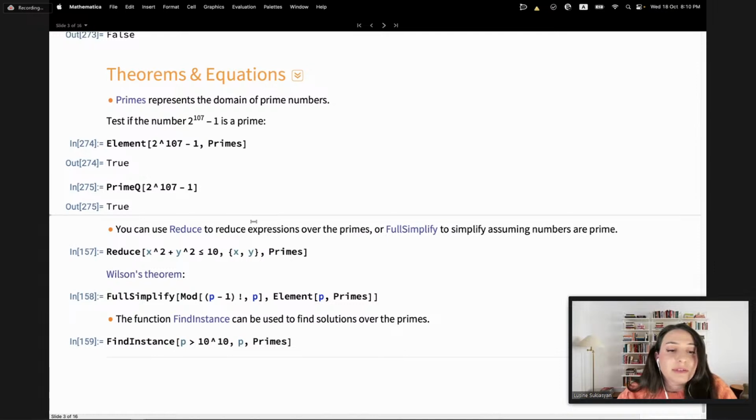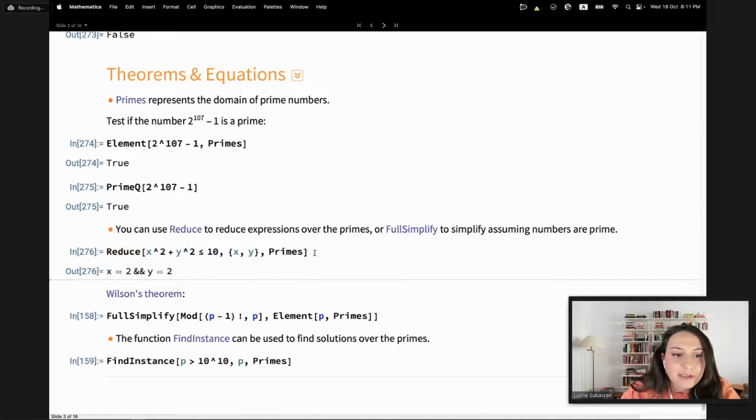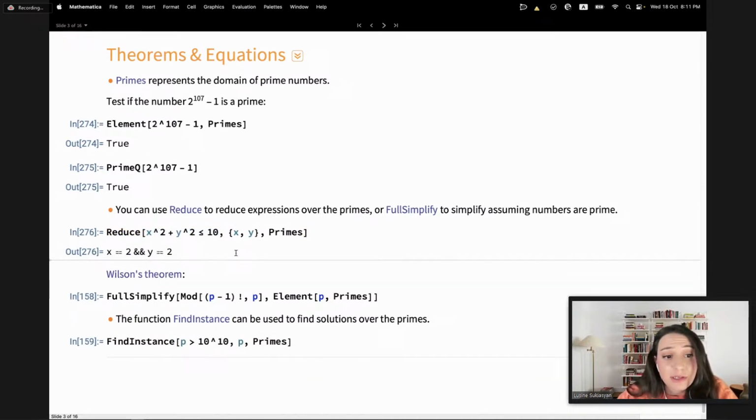Or there's a function Reduce, and we can use it to reduce expressions over the primes, or we can use FullSimplify to simplify expressions assuming numbers are prime. For example, here we have this inequality, and we can find solutions to it which are prime numbers. In this case, 2 and 2 are solutions. Or we can simplify an expression over the field of primes. So we want to simplify this expression assuming that P is a prime number.